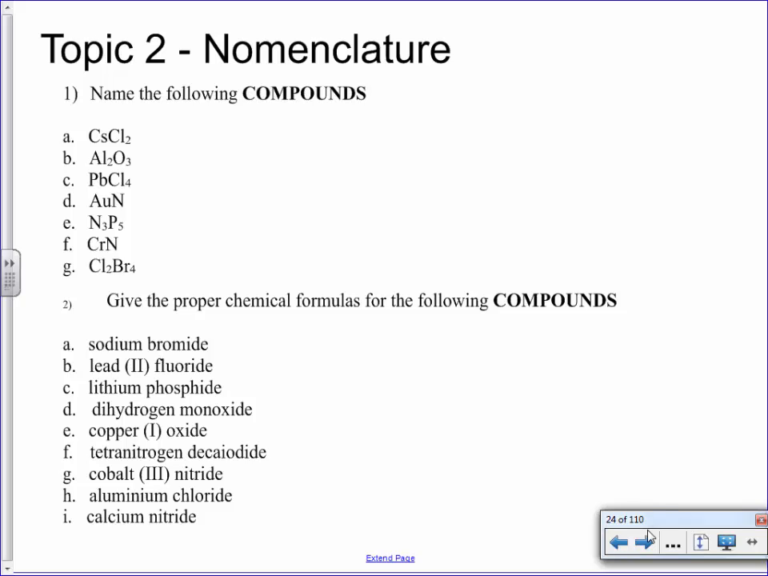Okay, so here's the last ones. NaBr is sodium bromide. PbF2, lead 2 fluoride. Ooh, this one's challenging. It'll be Li3P. H2O. Cu2O. N4I10. CON. AlCl3. And Ca3N2.